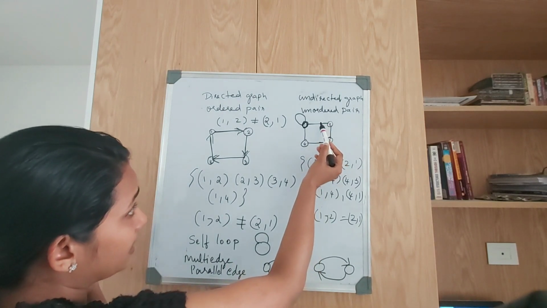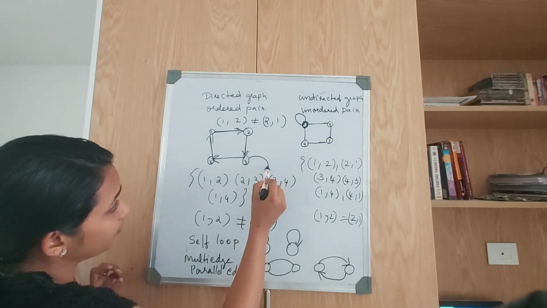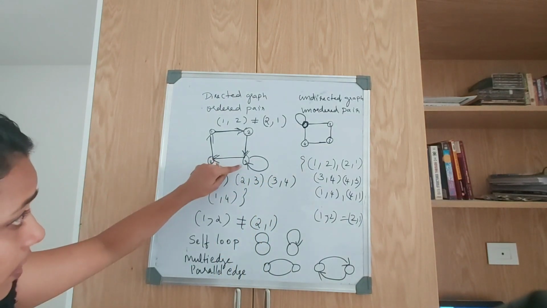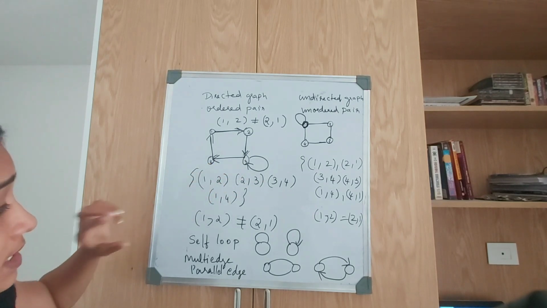So this is for an undirected graph. Even for a directed graph, it can have a self-loop. So if a vertex is connected to itself, it is known as a loop.